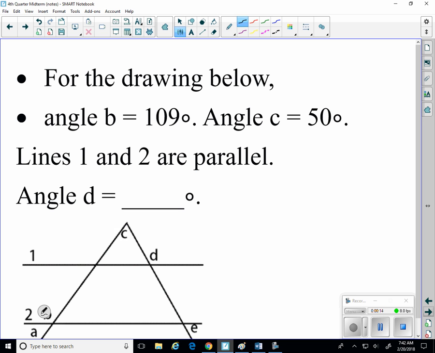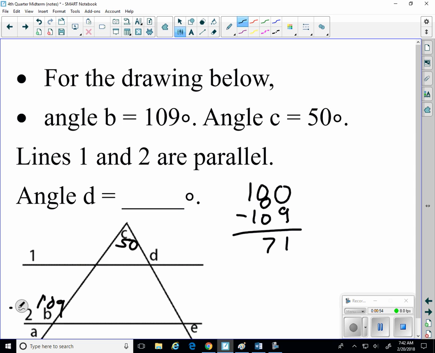For the drawing below, angle B is 109. Angle C is 50. Well, B and A add up to 180 degrees because this is a straight line. So we could find out what A is. We could say 180 minus 109. That would give us 71 degrees.